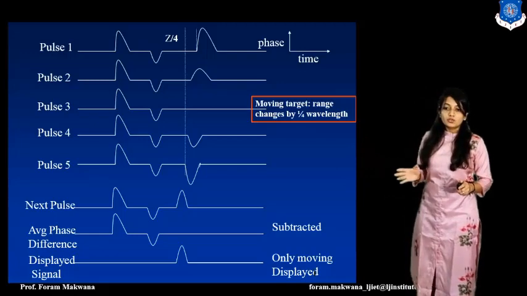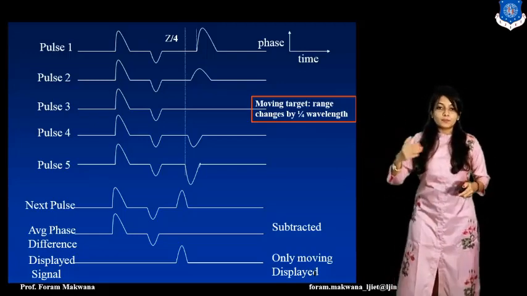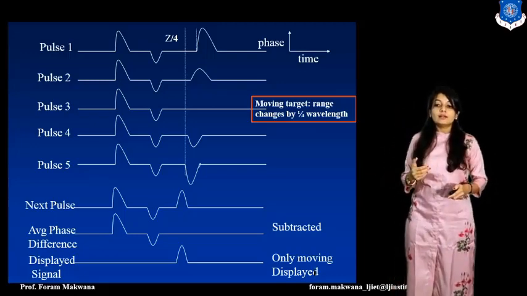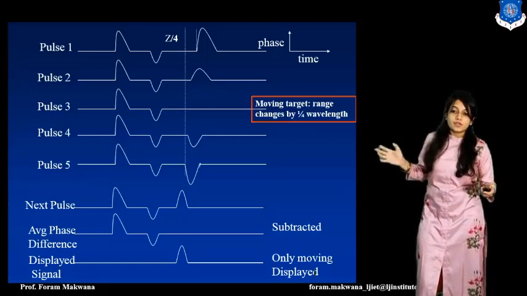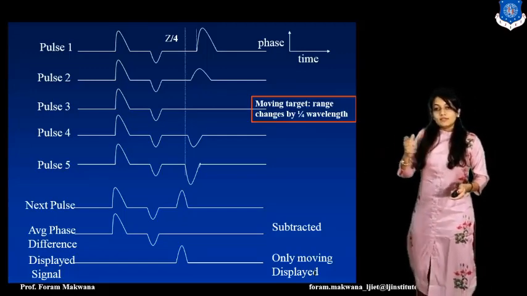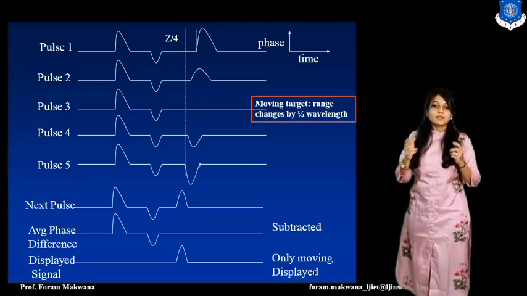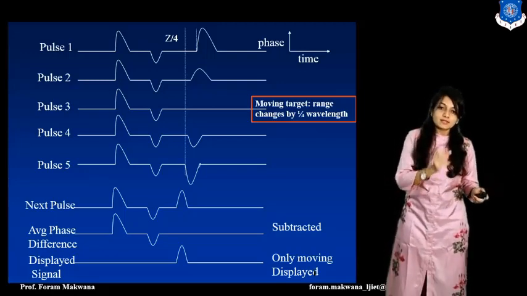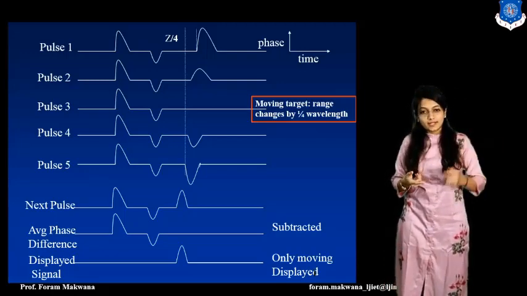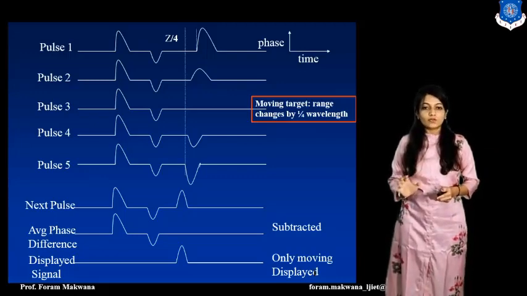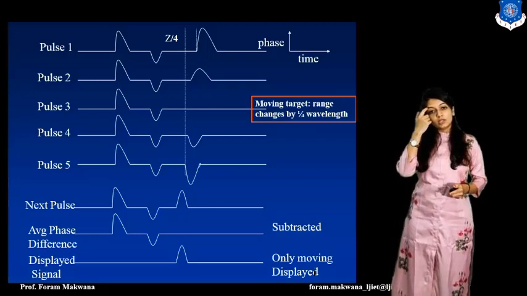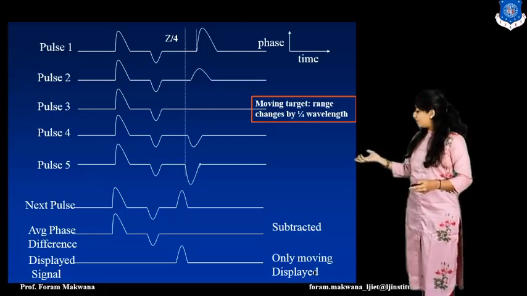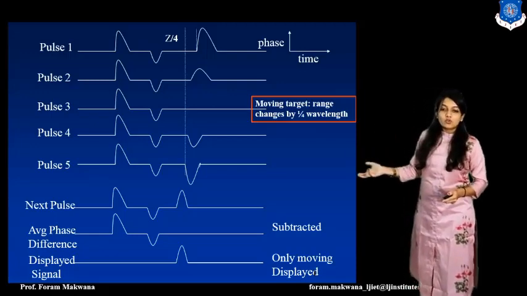Right? So based on the number of pulses arriving at the radar, we compare them and take the phase difference, that is the average phase difference. That means we subtract all the pulses, and the common pulses are removed. That represents the reflected signal from the stationary target, or you can say the fixed target. Alright, it is called the clutter, right? So the uncancelled echo is a representation of the moving target.